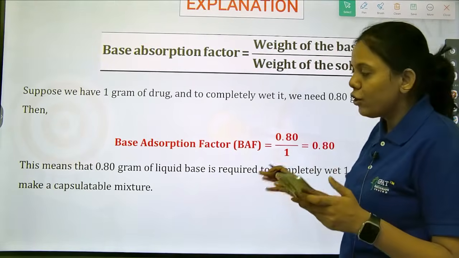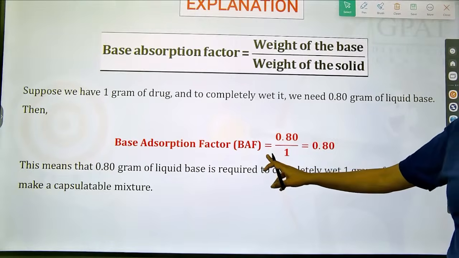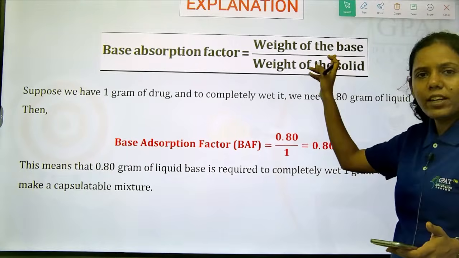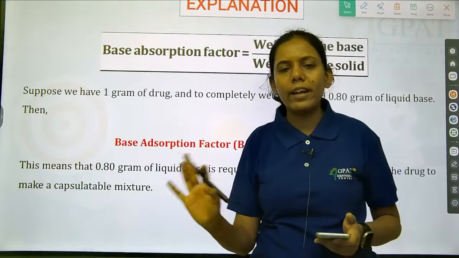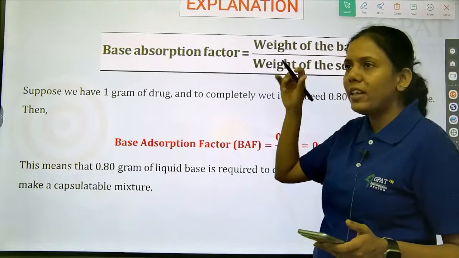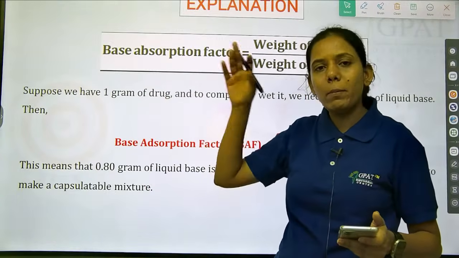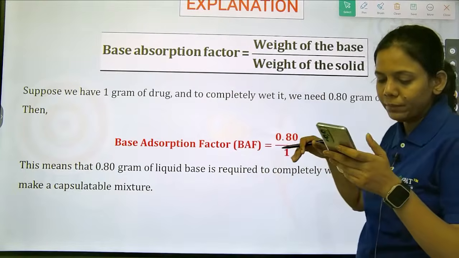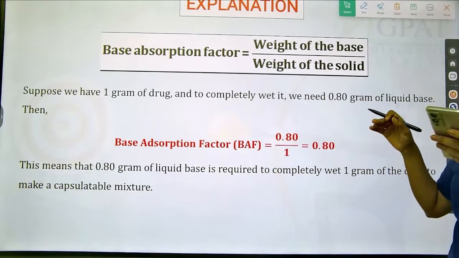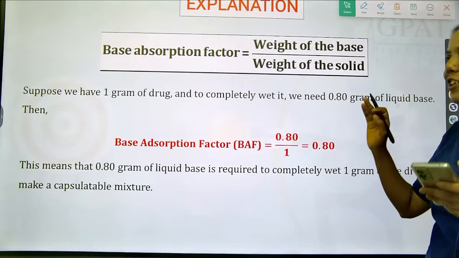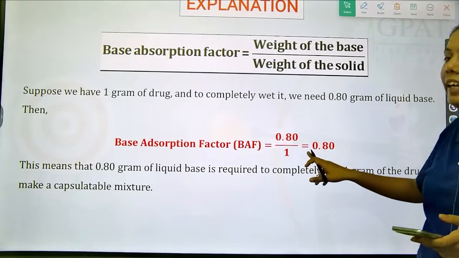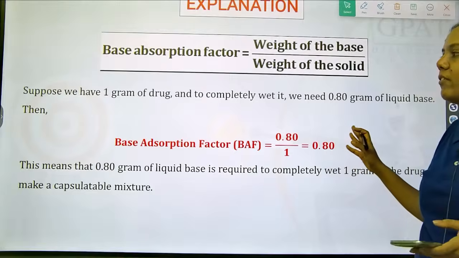Okay, chalo, option B is the right answer. You understood that weight of liquid is directly given; base is nothing but liquid, do not get confused. When you mix them together, it will form a capsulable mixture, but before that it is a liquid and a solid. Okay, fine, I'm continuing in English, don't worry. So 0.8 divided by 1, directly it was given.